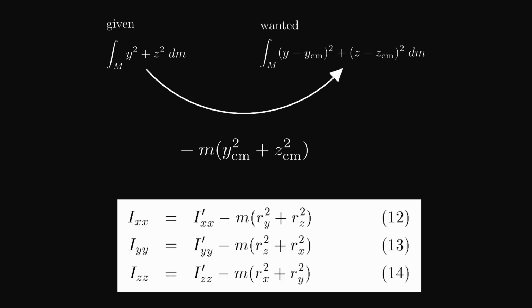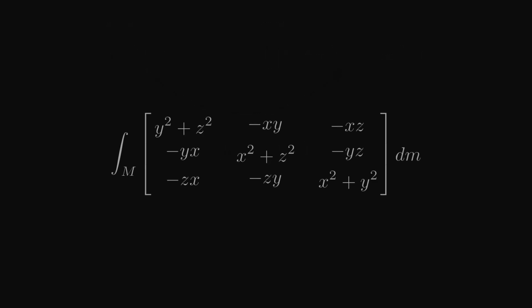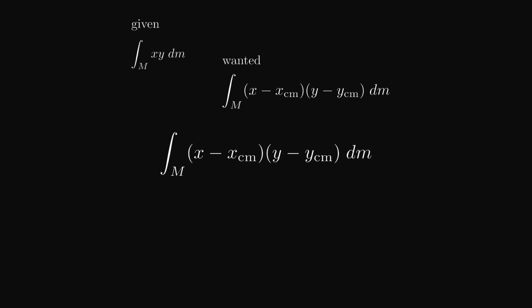Comparing our result to the paper, we can see that it's the same, just a variable name for the center of mass is r. The other two diagonal elements are pretty similar, so the derivation is analogous. However, the off-diagonal elements are slightly different and I don't see how the parallel axis theorem can be applied here. So let's derive the formula for the xy off-diagonal element. Again, this is given, but we want it to be defined relative to the center of mass.